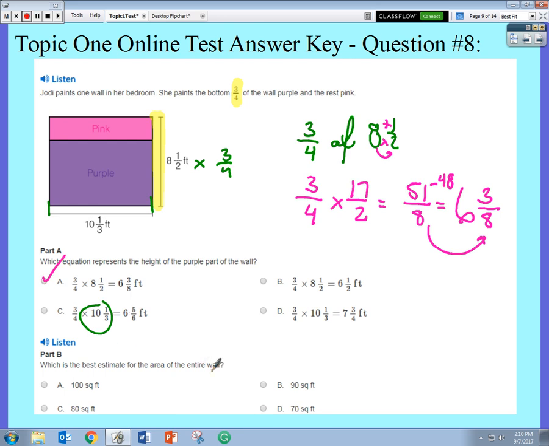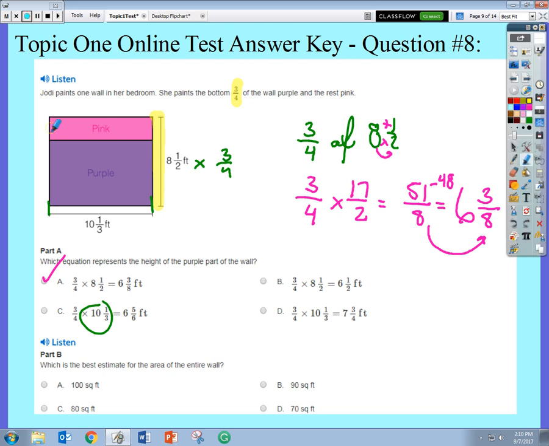Which is the best estimate for the area of the entire wall? Okay, now let's focus on the area of the entire wall. And the key word here is estimate. We are not going to use these exact numbers of 10 and 1/3 and 8 and a half. Let's make 8 and a half a compatible number, or friendly number, as they sometimes call it. 8 and a half is approximately 9, and 10 and a third is less than a half, so we're going to round this down to 10.